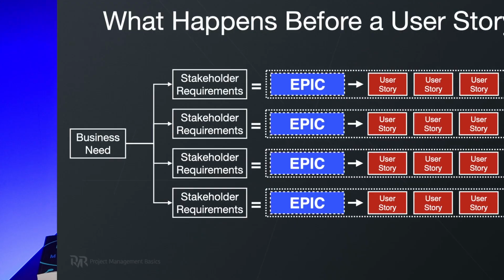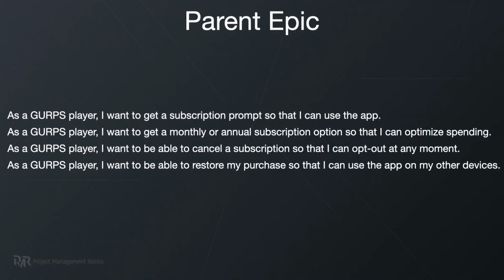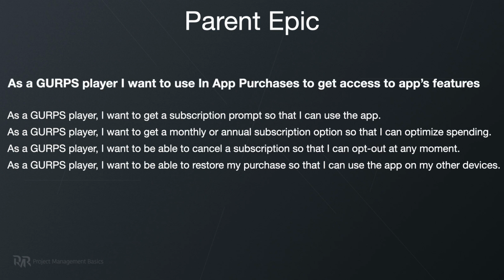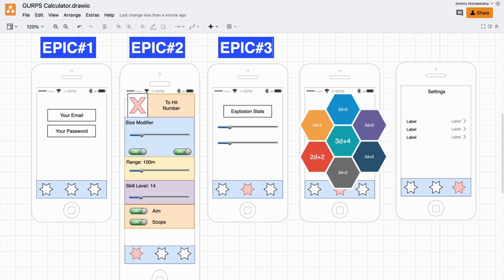But before we move on to descriptions and acceptance criteria, let's talk about epics, because you want to keep user stories organized and grouped by epics in the real world. The rule of thumb? Treat epics as big pieces of work that you need to break down into user stories. So, for example, all user stories from the previous example fall into the in-app purchase epic. Likewise, we'll have a login screen epic, range combat calculator epic, explosions calculator epic, and settings screen epic.